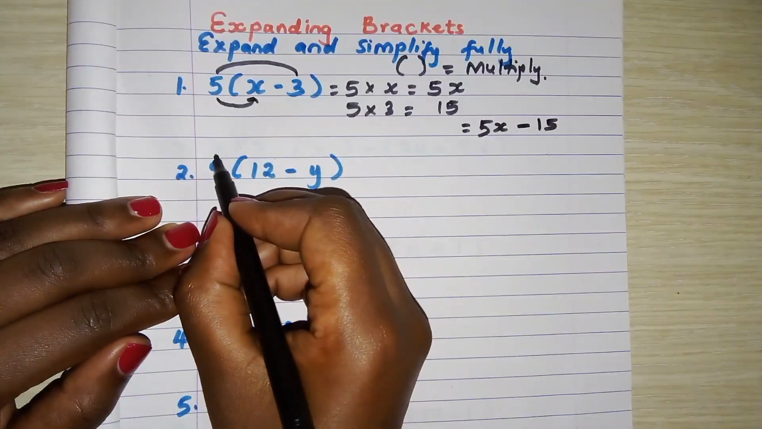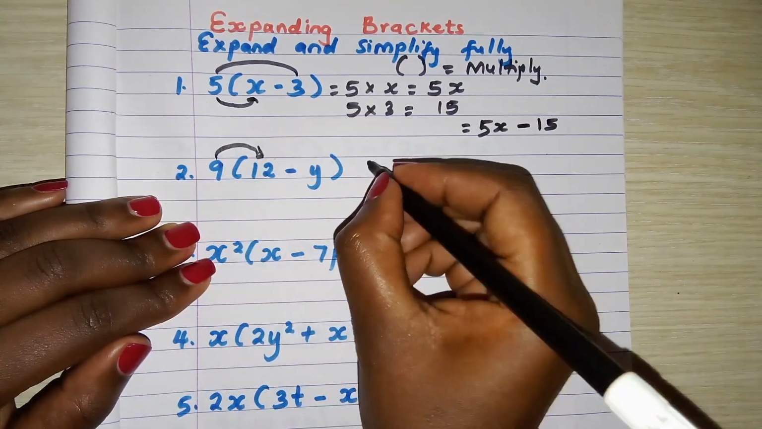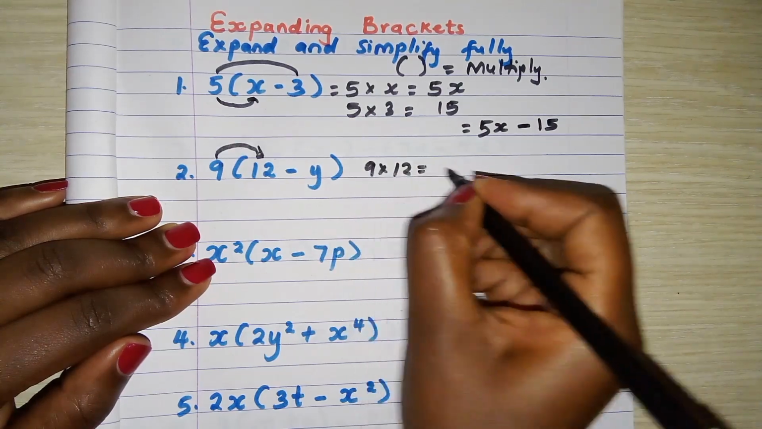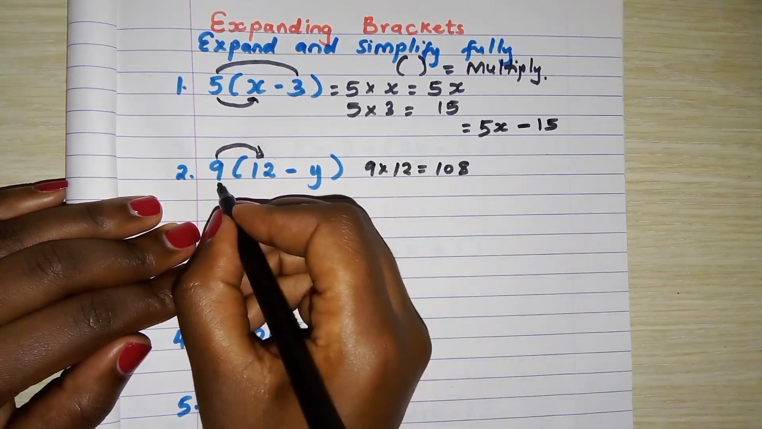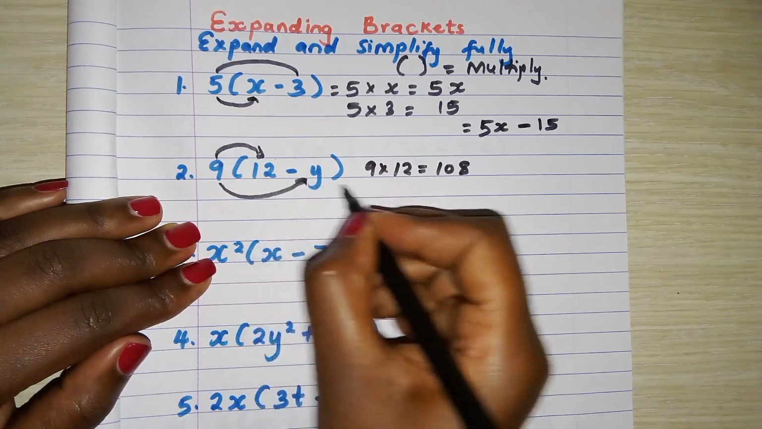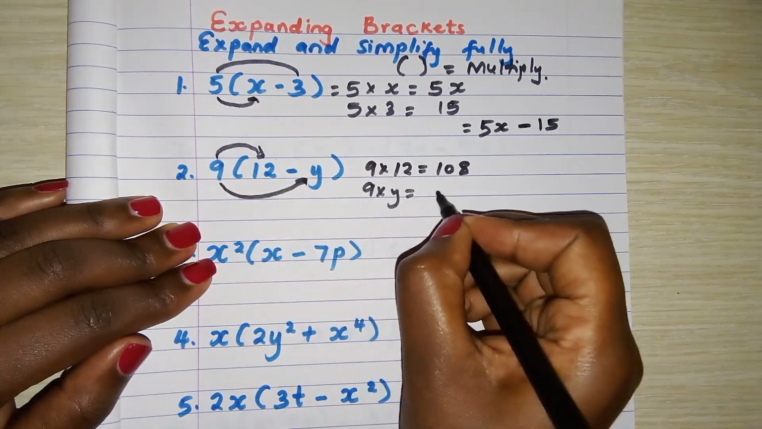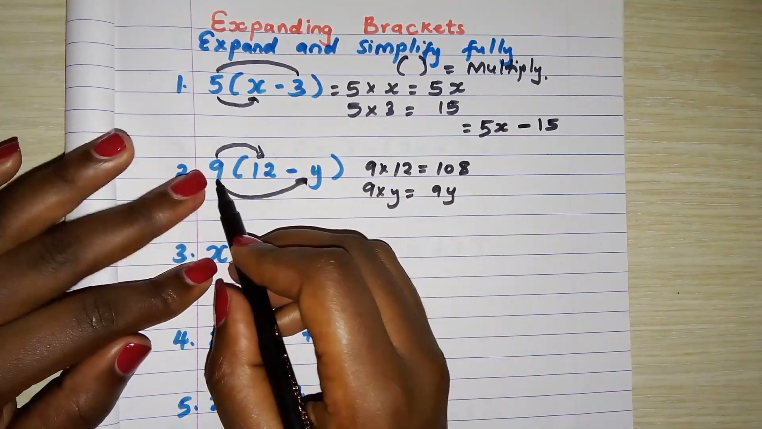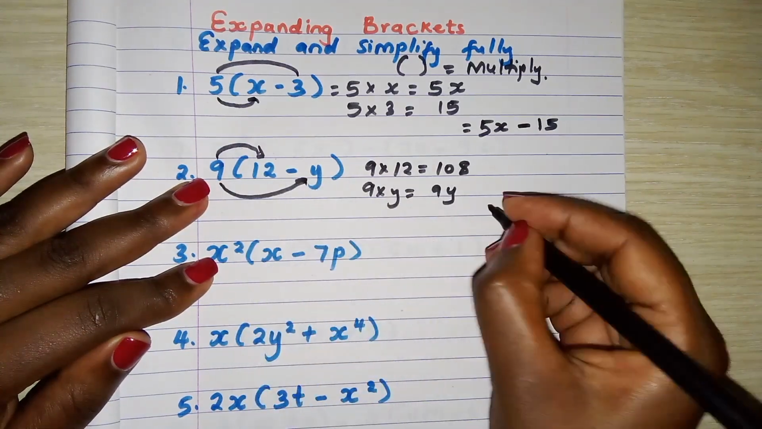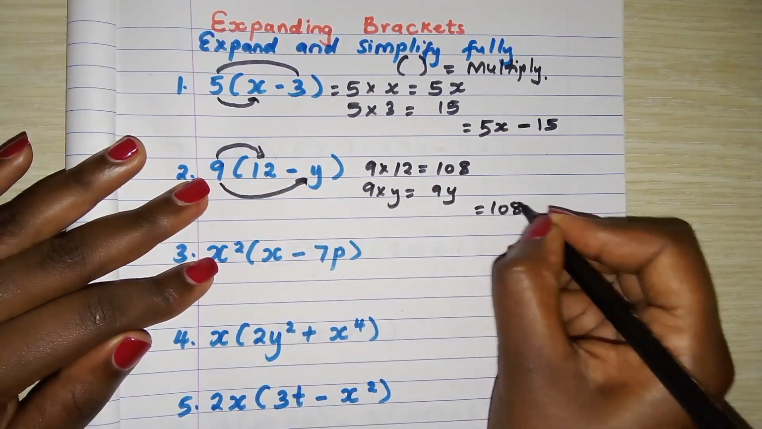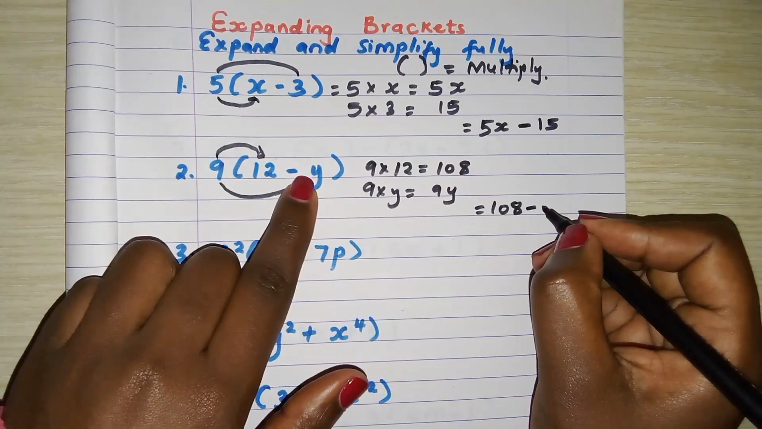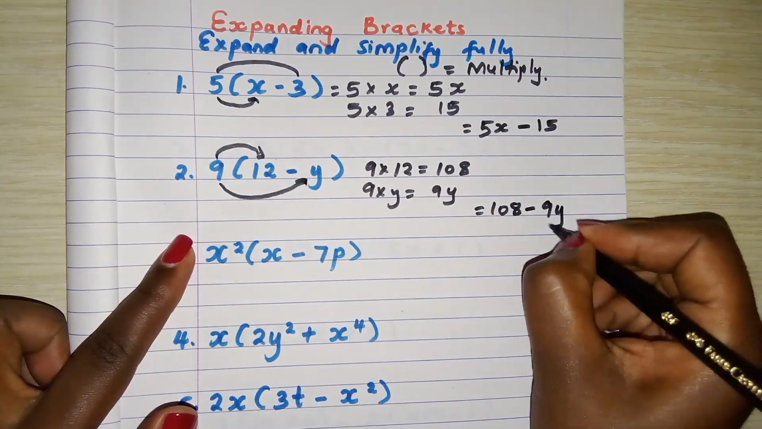Okay, the next question. So 9 times 12. 9 times 12 would be 108. And then we do the same thing. 9 times y would be 9y. So in order we got 108, so the answer will be 108 minus, because it's a minus here, minus 9y.